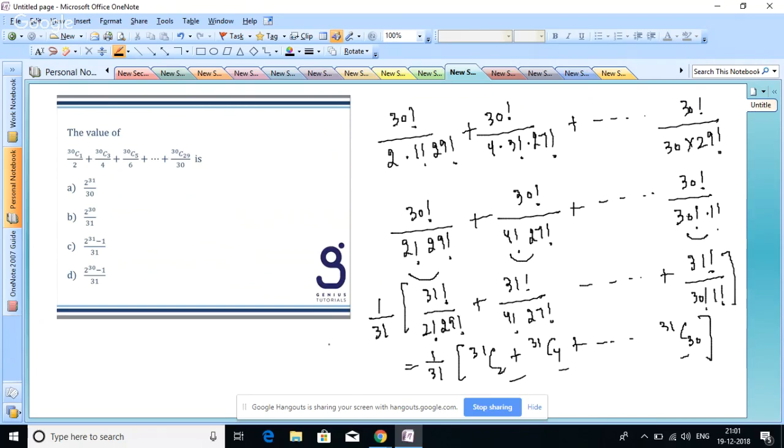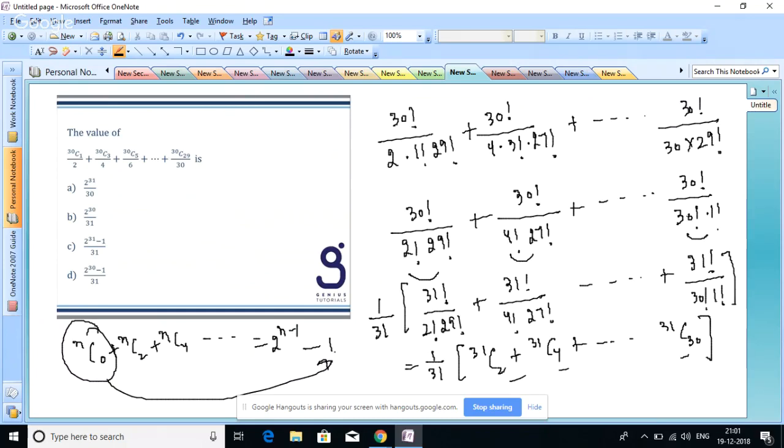And we know that the sum of all even terms, that means NC0 plus NC2 plus NC4 and so on, all even terms, is 2 to the power n minus 1. But NC0 is not here in this term. So you just subtract this, you will get 2 to the power n minus 1 minus 1. So that means the answer here will be 1 by 31 into 2 to the power 30 minus 1. This will be your correct answer. So D is your correct answer here. Okay, let's move on to the next question.